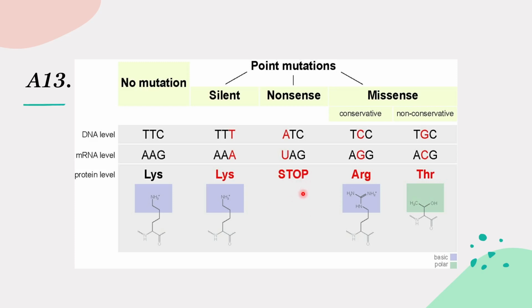So it might happen that a complete protein will not be formed, or a misfunctional protein might be there. This is known as nonsense mutation. In case of missense mutation, it can be of two types, conservative and non-conservative.